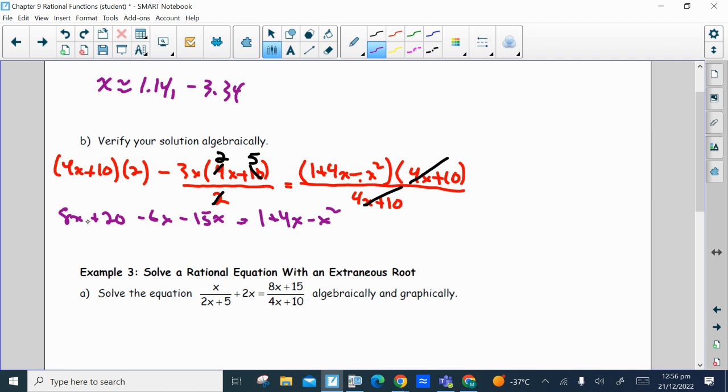On the left, we've got 8x, take away 6x, which is 2x. Take away 15x, which is negative 13x, so it'll be 20 minus 13x on the left, equaling 1 plus 4x minus x squared on the right. So now I'll bring everything over to the left. And the reason I want to do that is to make the x squared positive. When you subtract 4x from both sides, you're going to get minus 17x. And when you subtract 1 from both sides, you're going to get plus 19.